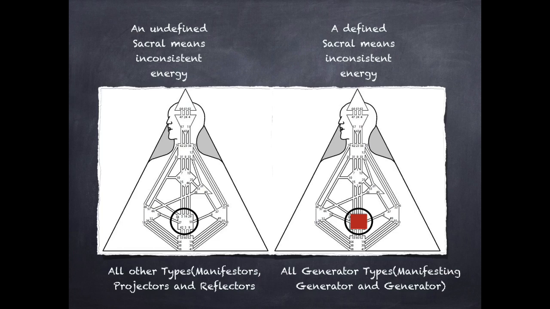So when a generator type has a defined sacral, that means that their energy is consistent, or they have like a battery pack of energy that they never have to recharge and is accessible whenever they want it. And that's why the generator types are considered the workers of all the human design types.